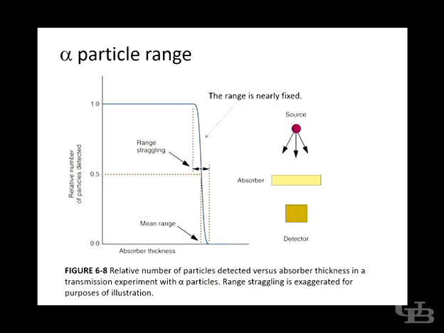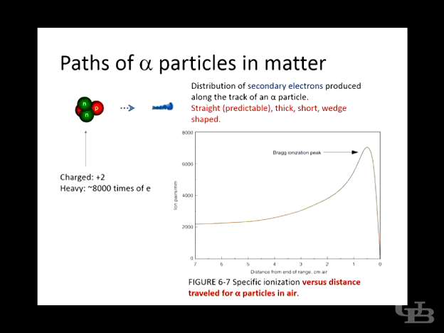And these characteristics mean you can predict where all the alpha particles can reach. It's straight, and it loses most energy or creates most ionization at the end. It has a very important application in radiation therapy.